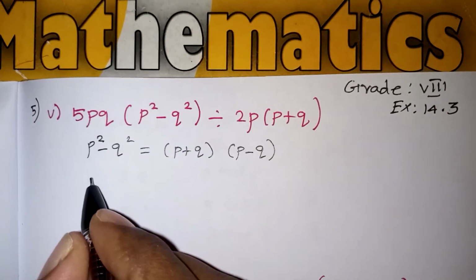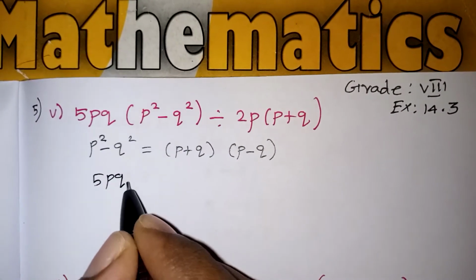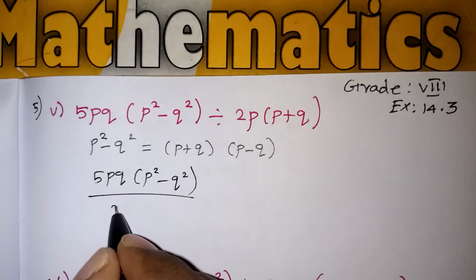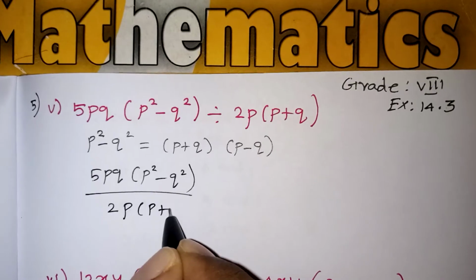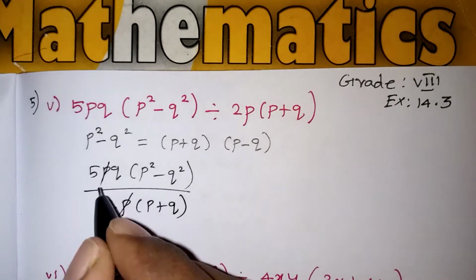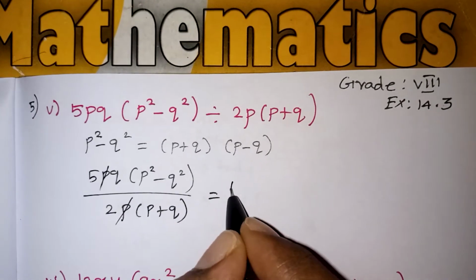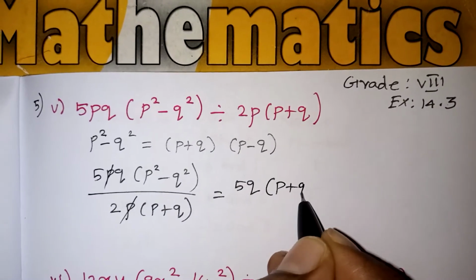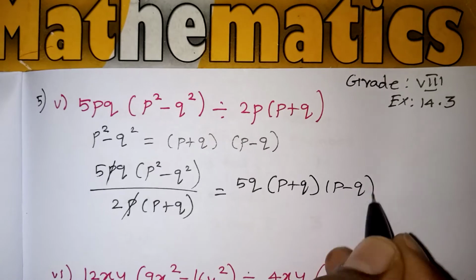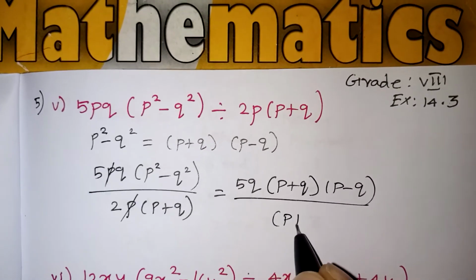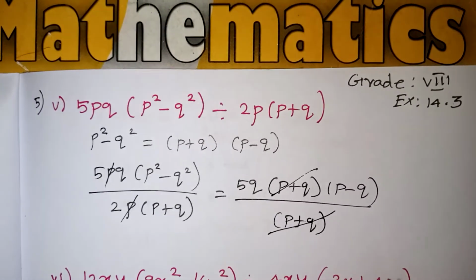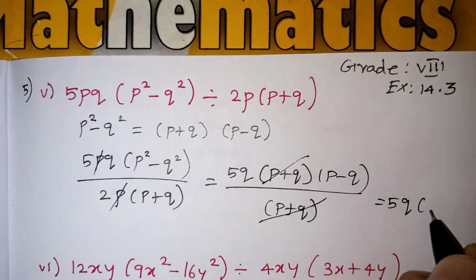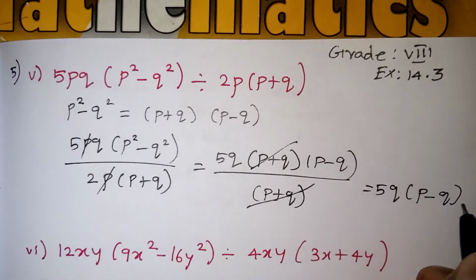Now the numerator is 5pq, actually p squared minus q squared, divided by, here we have 2p into p plus q. Now this p will get cancelled. Now the remaining terms: 5q into p squared minus q squared, which can be written as (p plus q)(p minus q), divided by, here we have p plus q. Now p plus q will get cancelled. Now the remaining term is 5q into p minus q. That is your final answer.